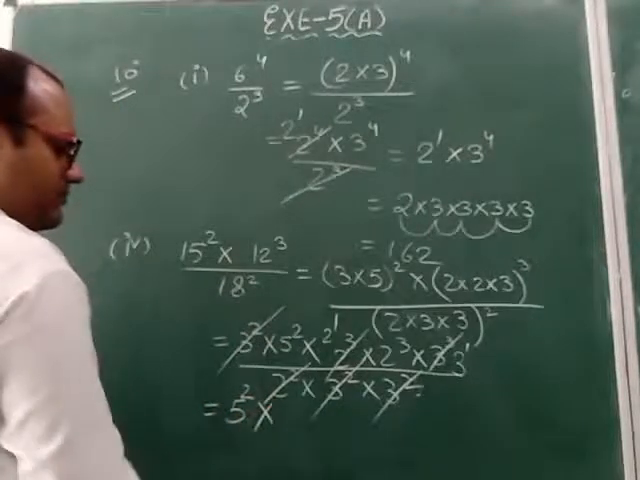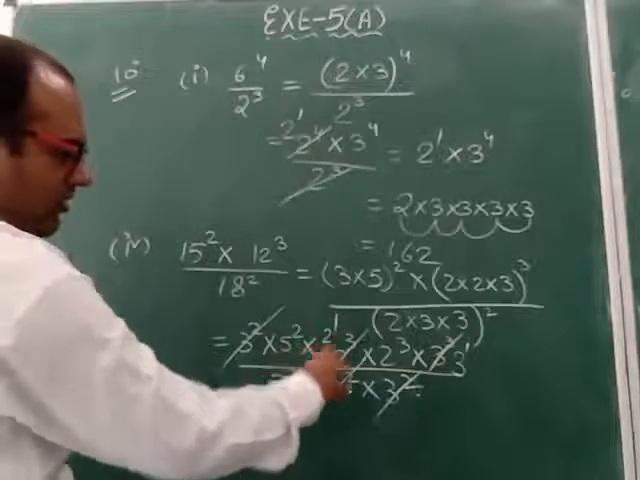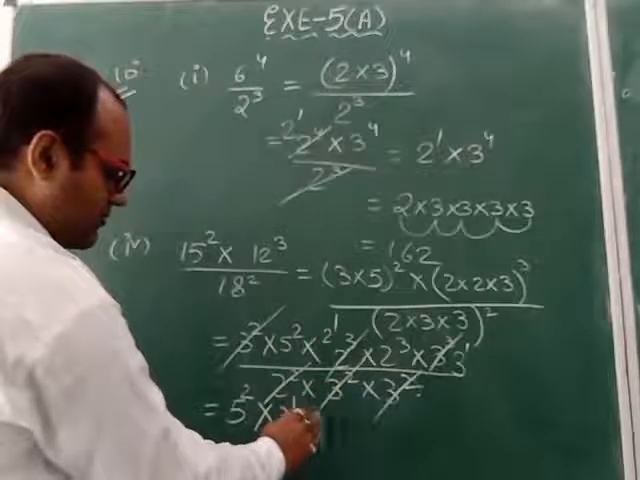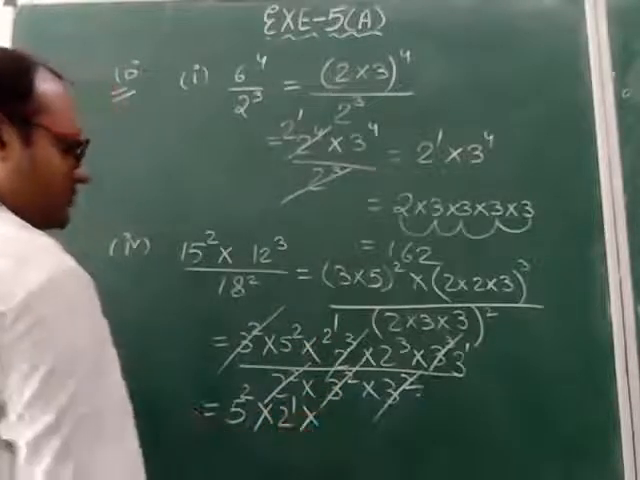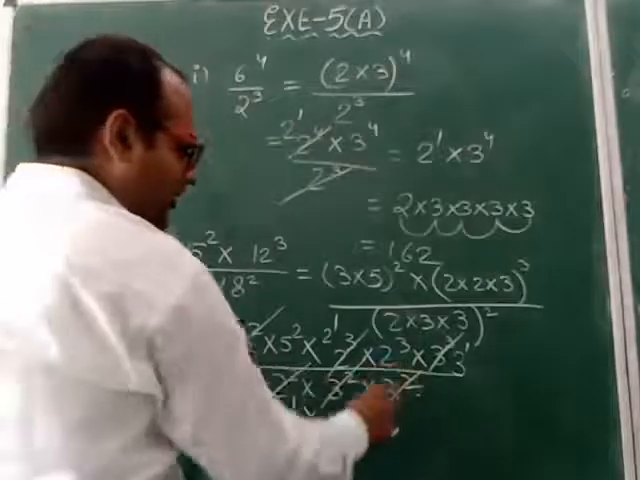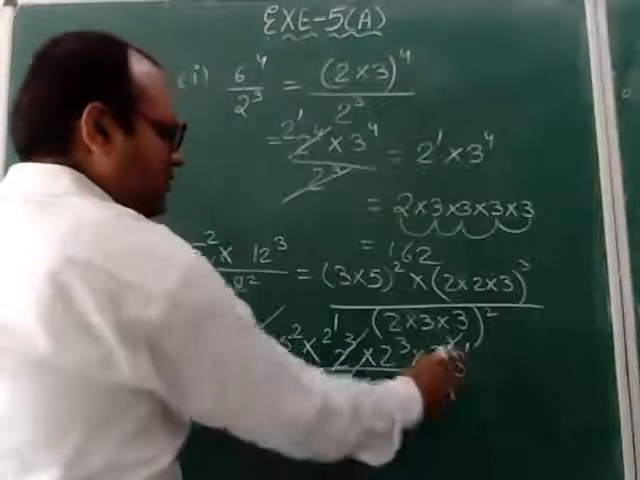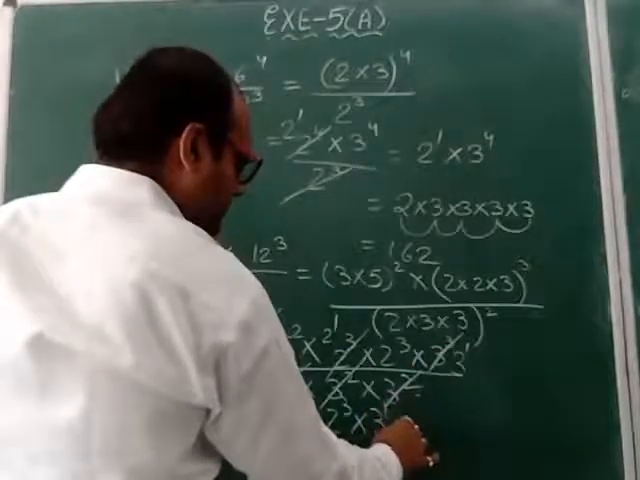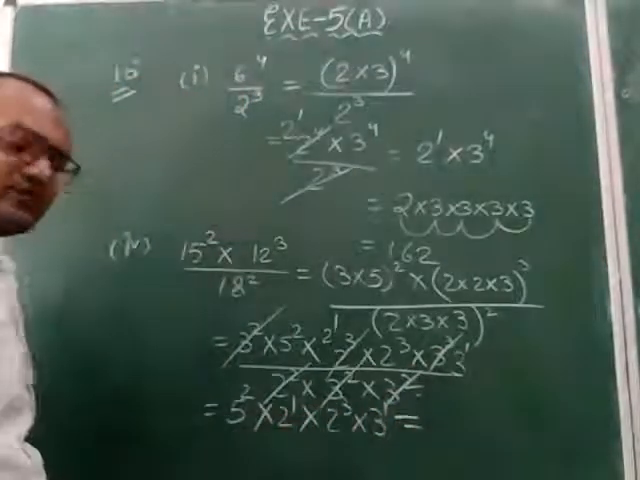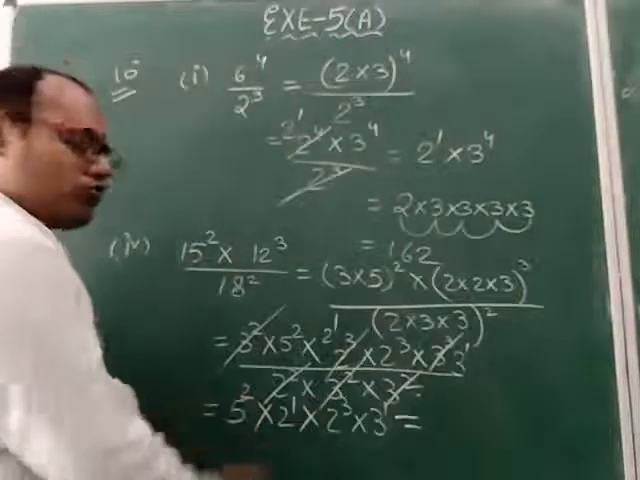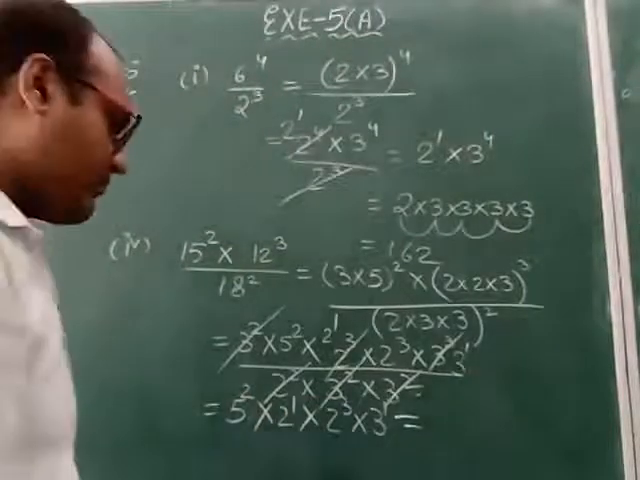Multiply 2 power 1 is remaining. Multiply 2 power 3 is remaining. Multiply 3 power 1 is remaining. And when we multiply these numbers, 5 power 2 means 5 multiply 5, 25.